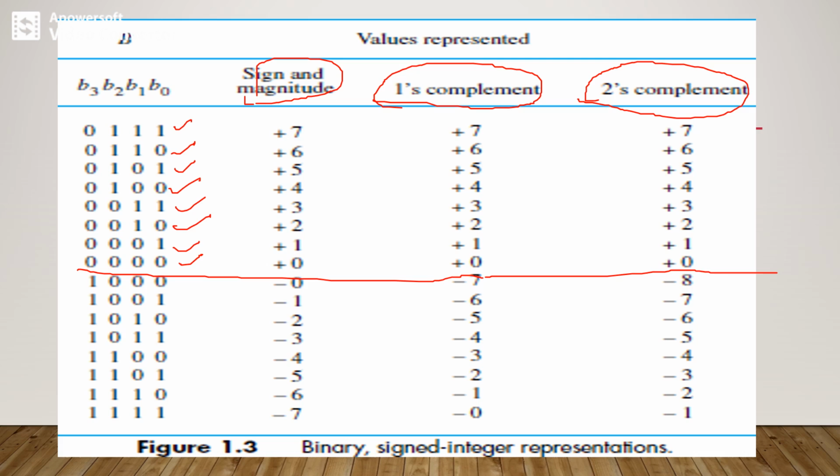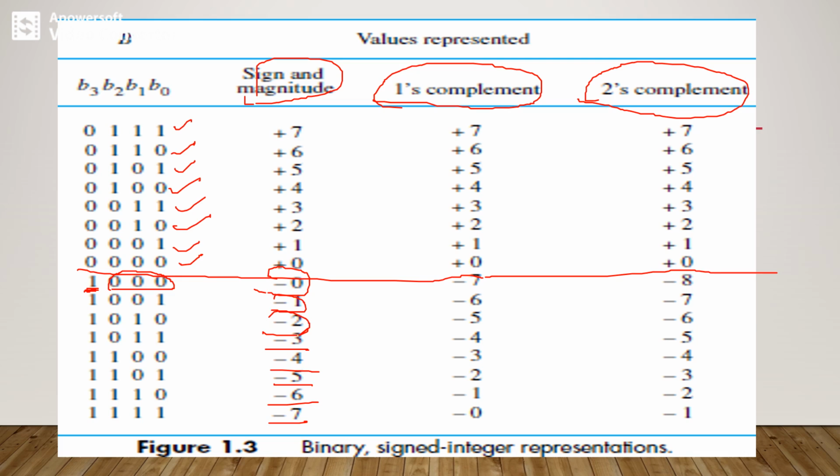But in the case of negative numbers, this is nothing but 0. 0 0 0 means 0. Since the sign bit is 1, I can write it as minus 0. Similarly, minus 1, minus 2, minus 3, minus 4, minus 5, minus 6, minus 7. Now the 1's complement of minus 0.